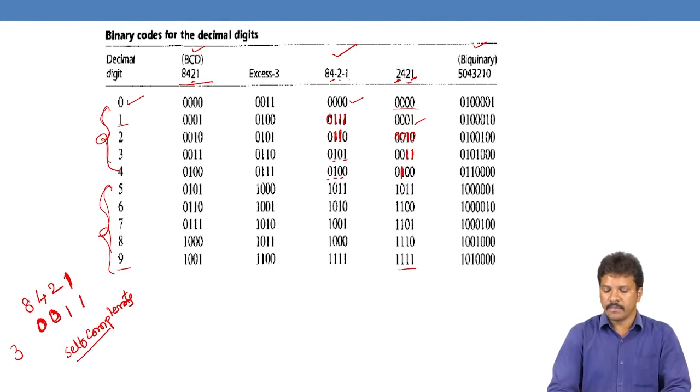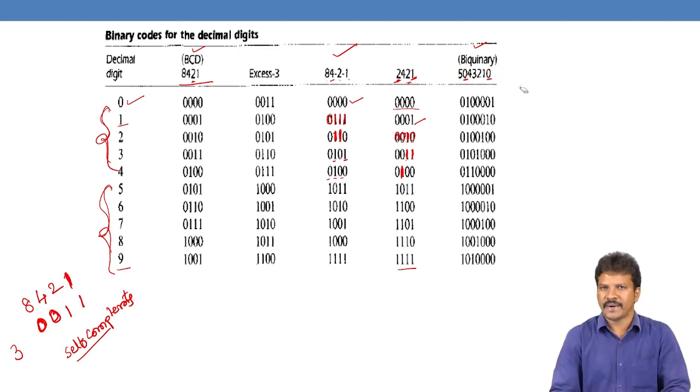Here the last column, the biquinary code, 5043210. This is one of the best codes to detect errors. While transmitting bits from transmitter to receiver, at the receiver end, by using this code, we can detect the errors. This is the basic representation. In this biquinary code, there are 2 zeros. One is this one, another 0 is this one. What is the purpose of these 2 zeros?